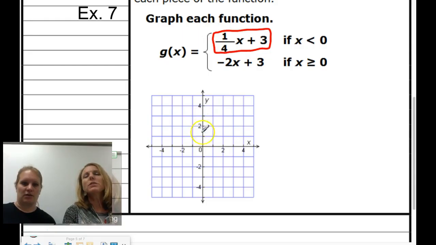So what's the y-intercept? The y-intercept's at 3, and then our slope is 1 over 4, up 1, back 4. 1, 2, 3, 4.